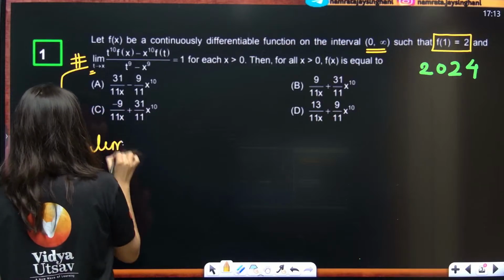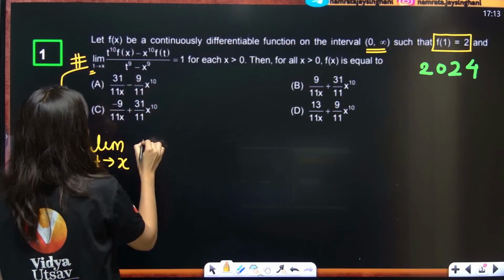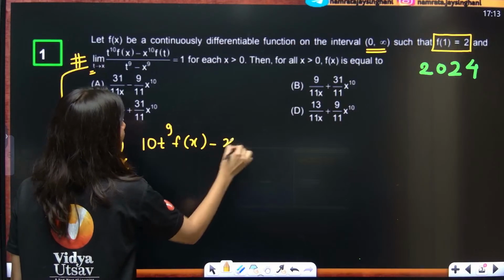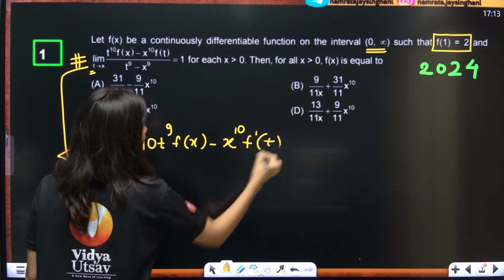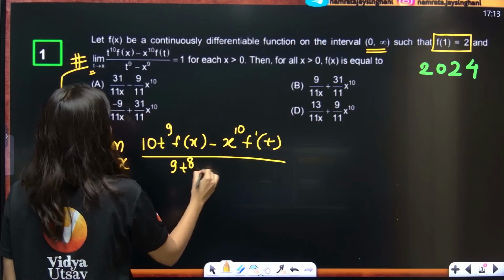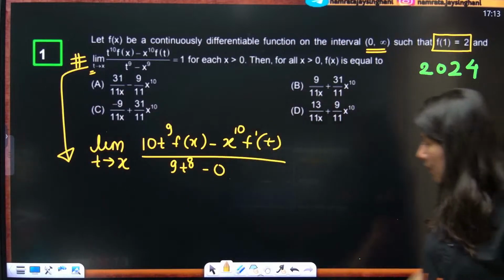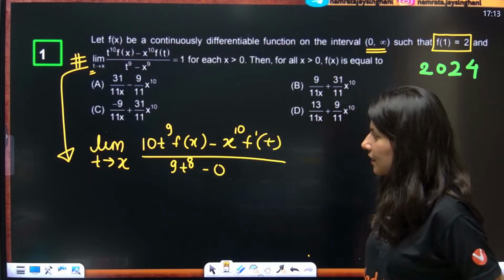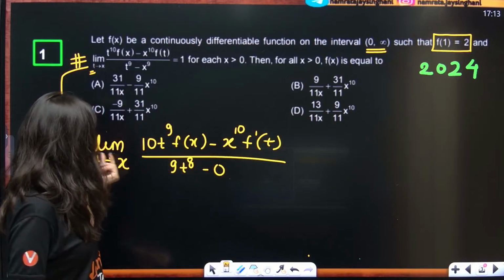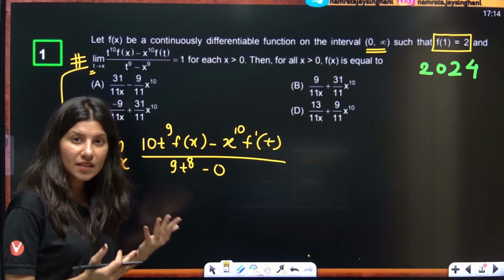So limit t tends to x. Then if you differentiate with respect to t, 10t raised to power 9, f(x) is kept constant, minus x power 10 is kept constant and f dash t, whole upon, what about this? 9t raised to power 8 minus x is kept constant. Can you see x is kept constant? So this is what you're going to get. This is limit t tends to x. Once you are done with that, your job is to substitute x in place of t. Remove t, replace t by x.